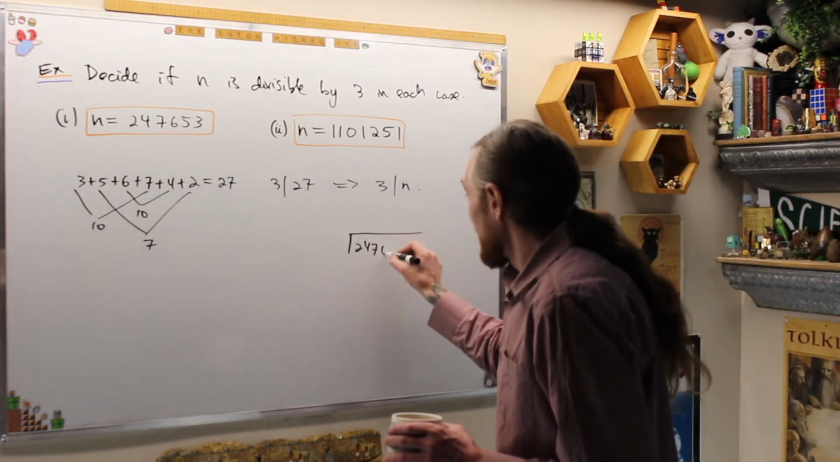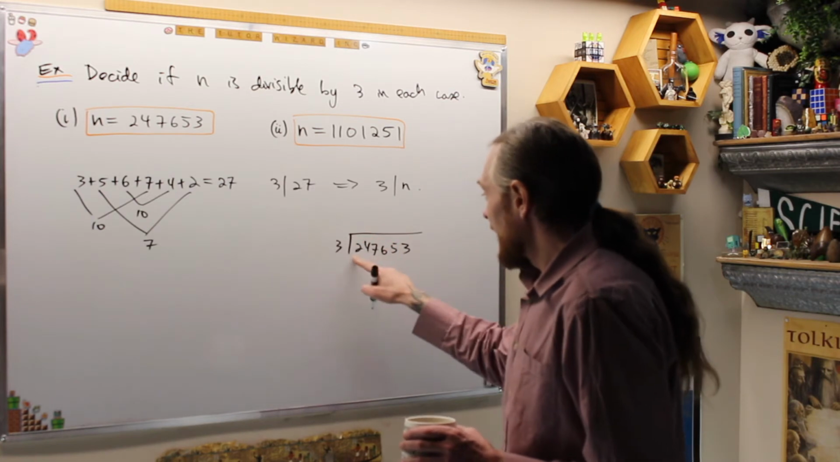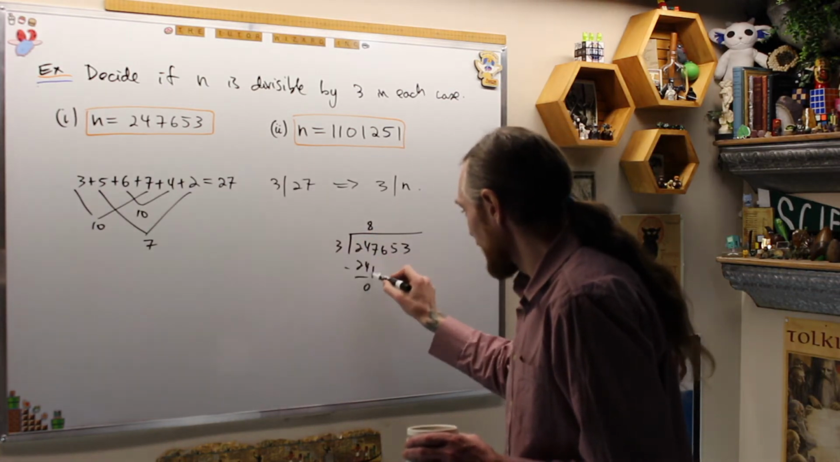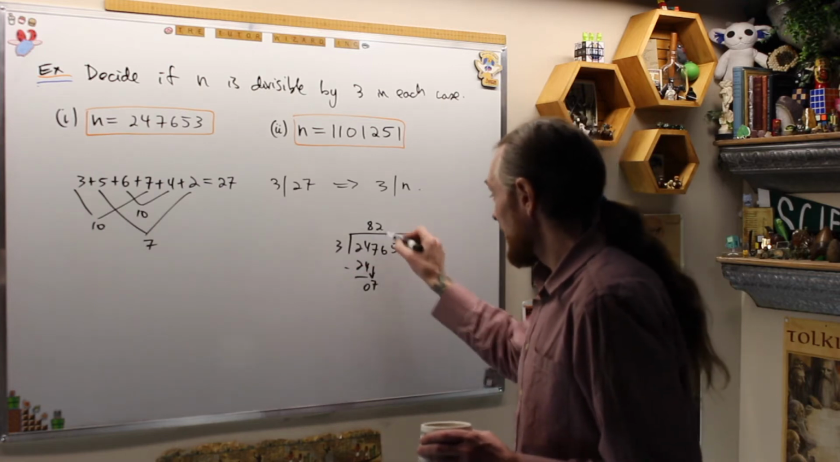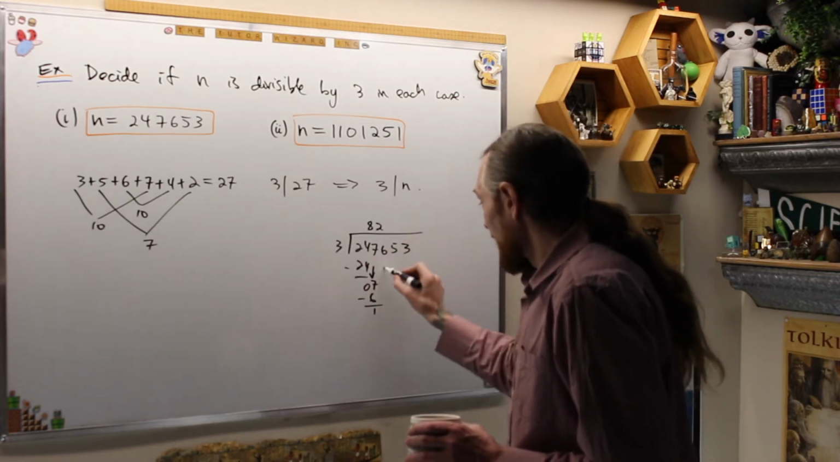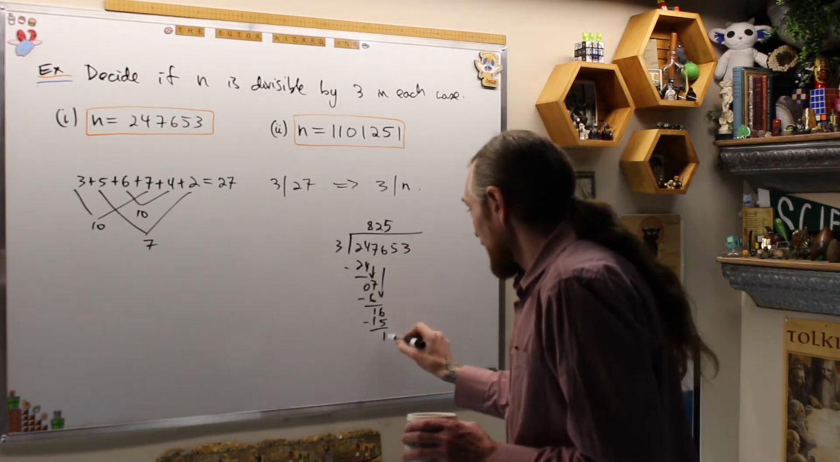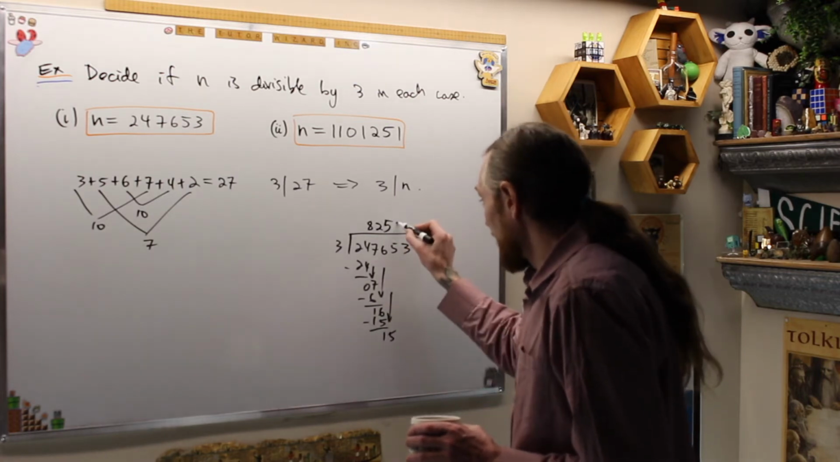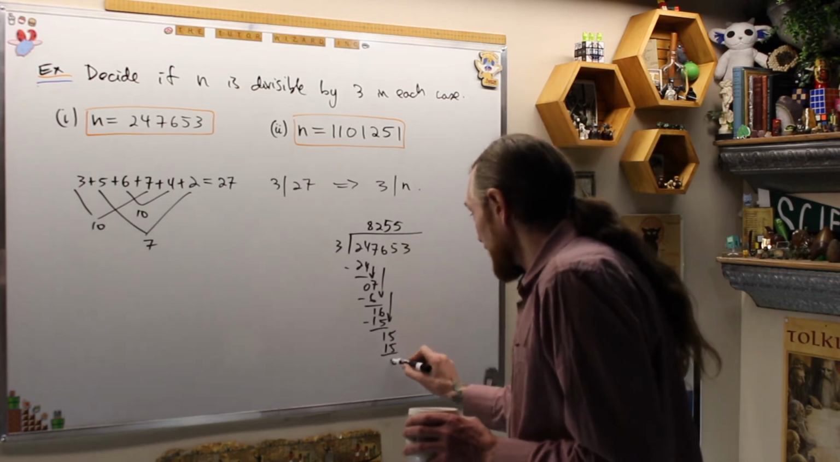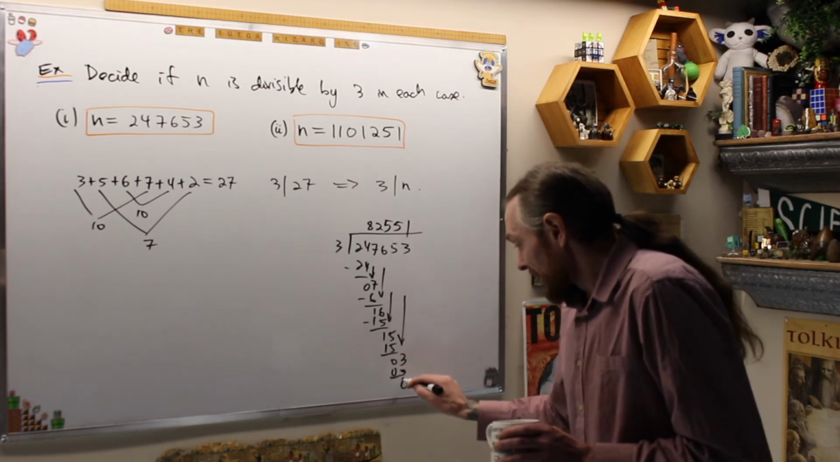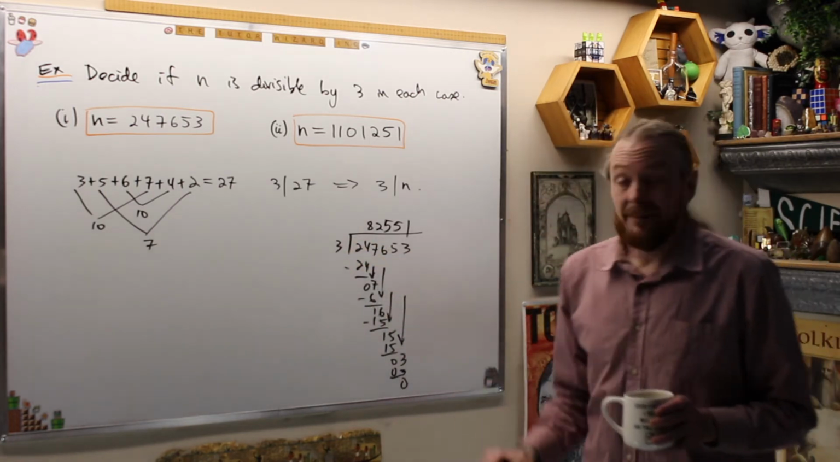2, 4, 7, 6, 5, 3. If I divide 3 in there, 3 goes into 24 eight times, I get 24. Subtract, I get 0, I bring a 7 down. 3 goes into there 2 times, I get 6. Subtract, I get 1, I get 16. I'm going to get a 5, I'll get 15. I subtract, I get 1, I get a 15. I'm going to get 5, I'll get 15, which is a 0. And I bring the 3 down, I'm going to get a 1. Well, the remainder was 0. So there is a 3 in there.